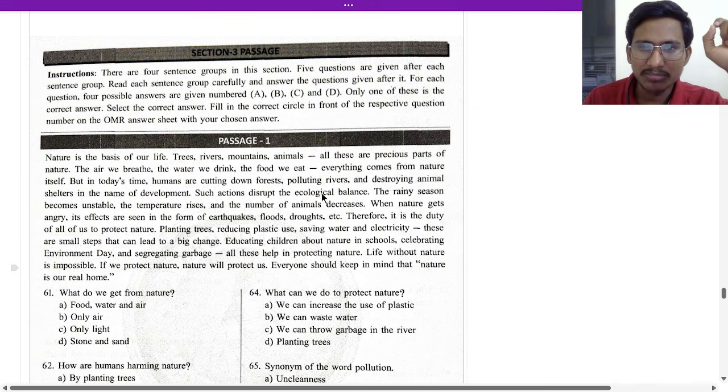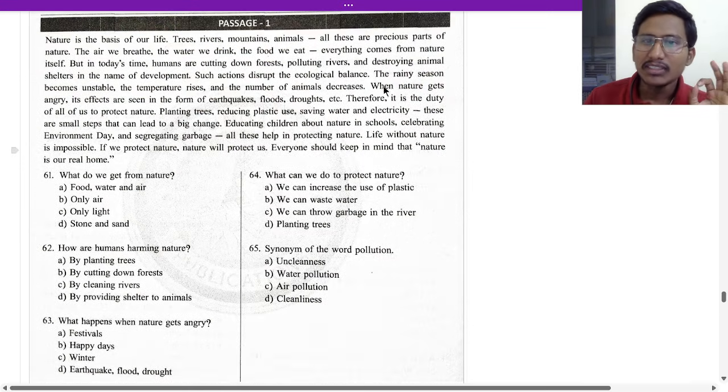Such actions disturb the ecological balance. The rainy season becomes unstable, the temperature rises, and the number of animals decreases. When nature gets angry, its effects are seen in the form of earthquake, flood, drought, etc. Therefore, it is the duty of all of us to protect nature. Planting trees, reducing plastic use, saving water and electricity. These are small steps that can lead to a big change.